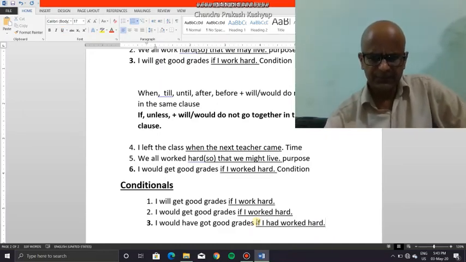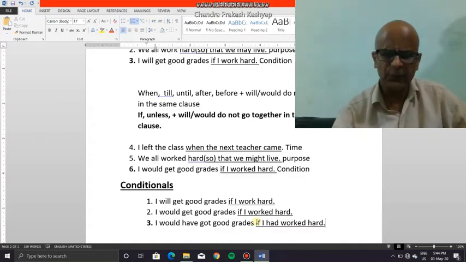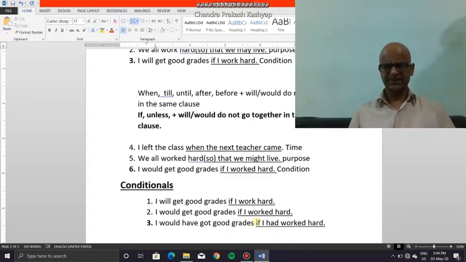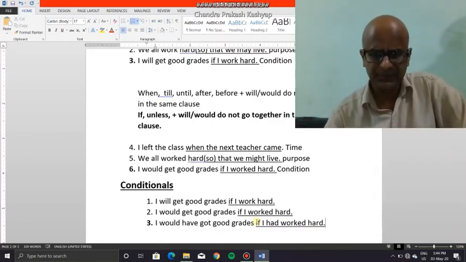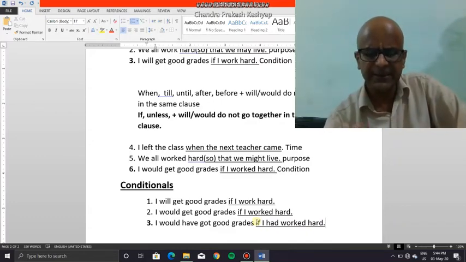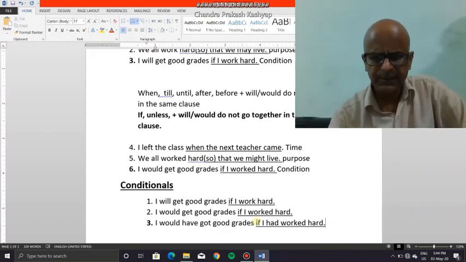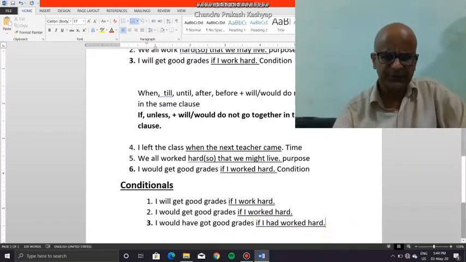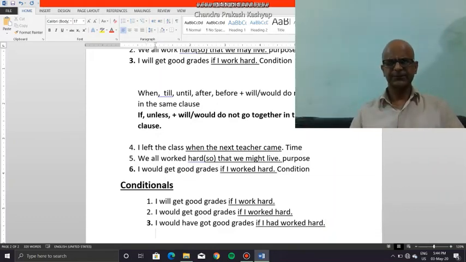It is will get in the first sentence, which is the main verb. It is would get, which is the main verb in the second sentence, and would have got is the main verb in the third sentence, and it happens to be part of the main clause. The part of the sentence beginning with if, and thereafter, are all subordinate clauses. Now all these three sentences state three different types of conditions.